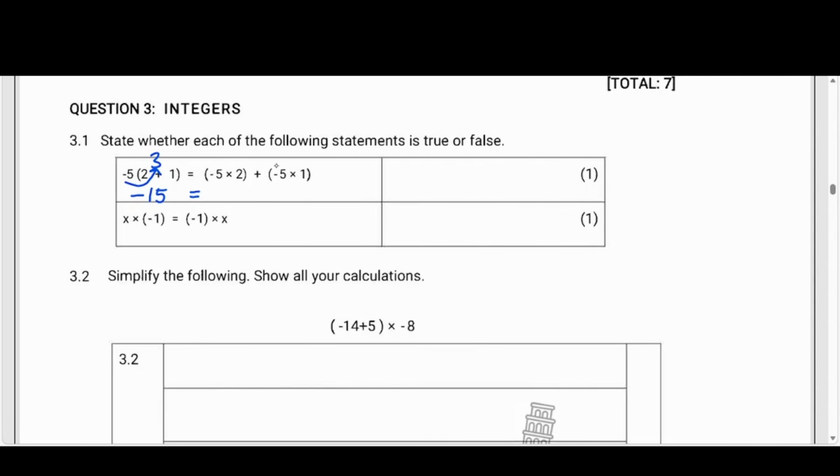On this side, again, we do the brackets first. So this is going to be minus 5 times 2, so that's negative 10. For this bracket, minus 5 times 1, so that's negative 5.